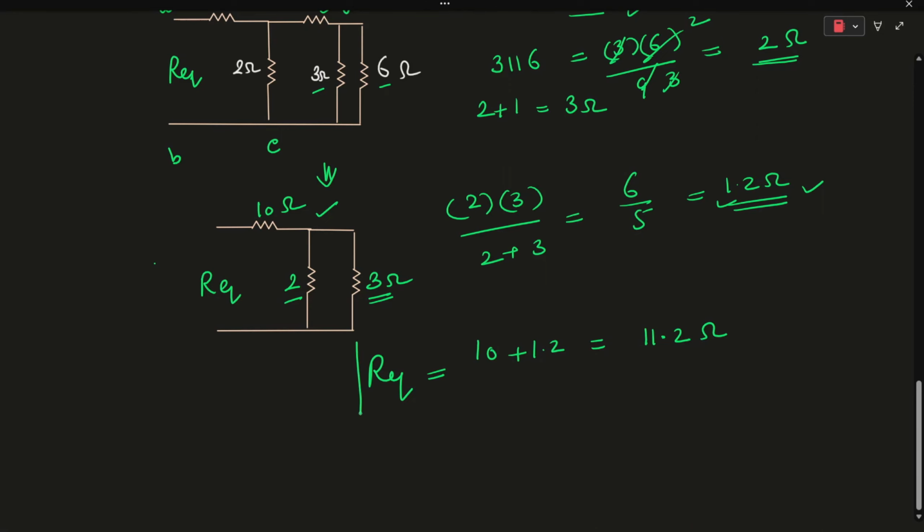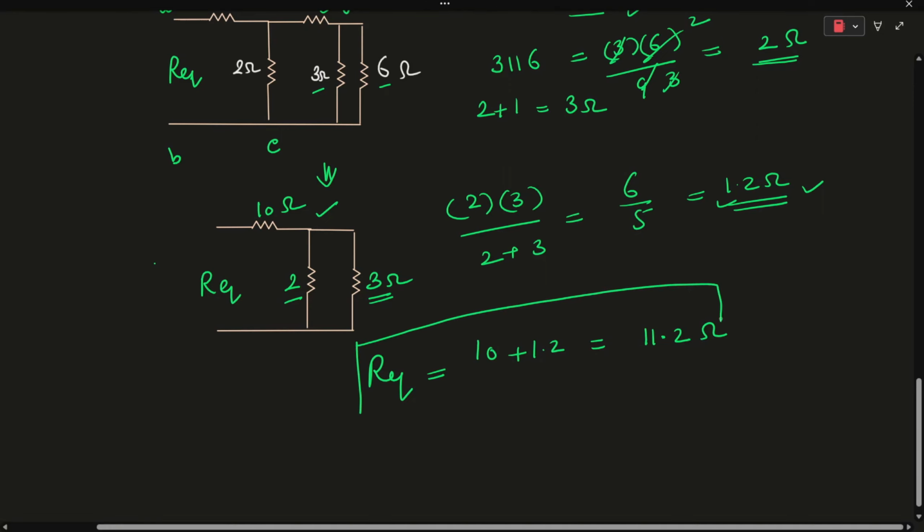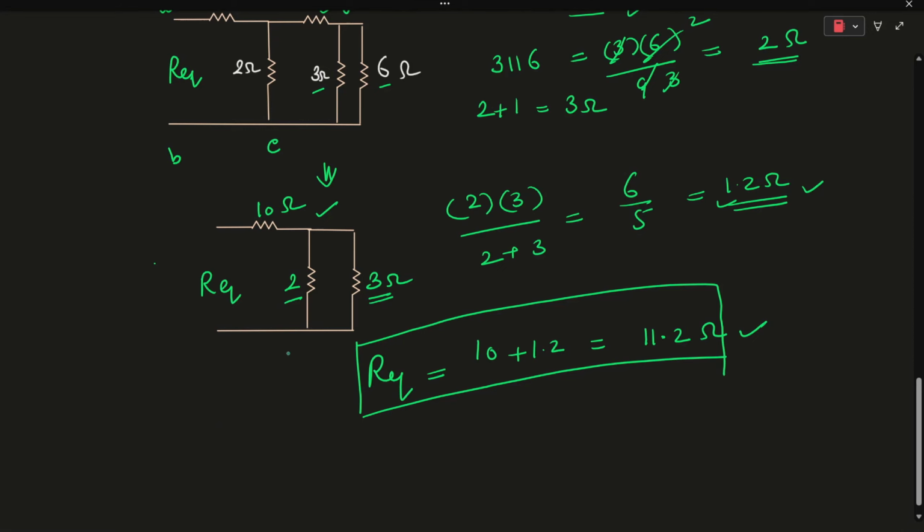Okay. So that's all for today, guys. I hope you understand how we are approaching these problems. So you only need to remember one single thing, that if two resistances are connected between the same nodes, then we can say that those particular resistances are in parallel.